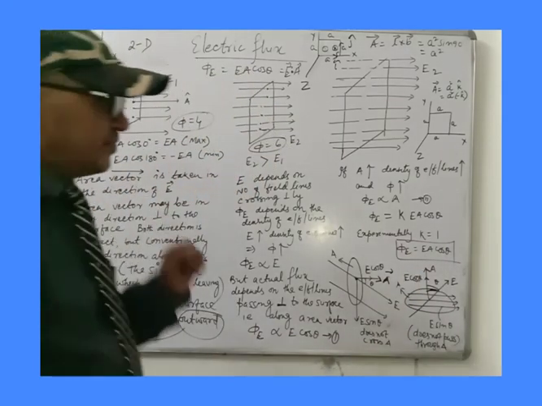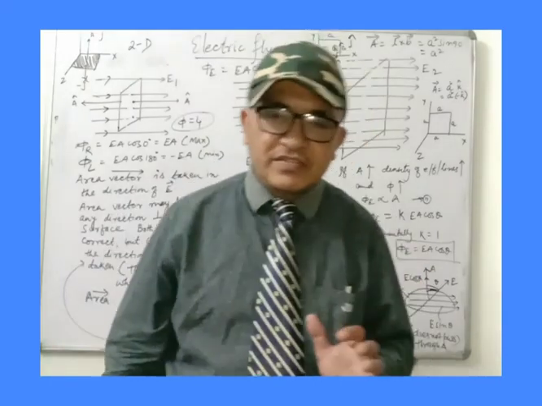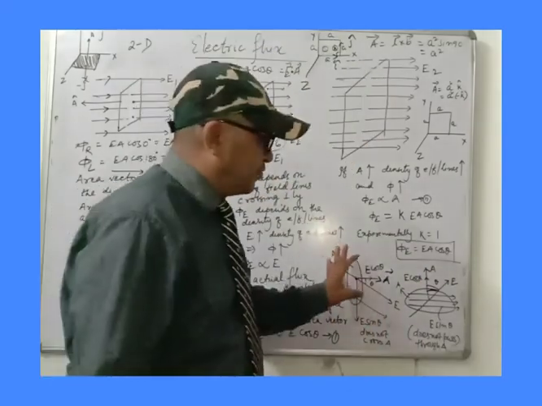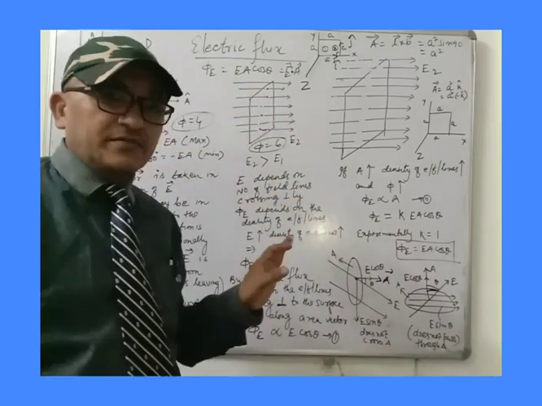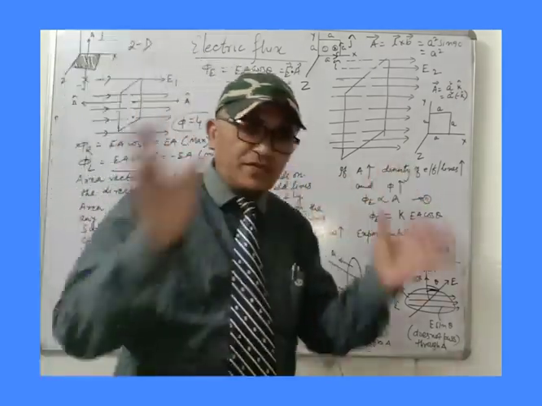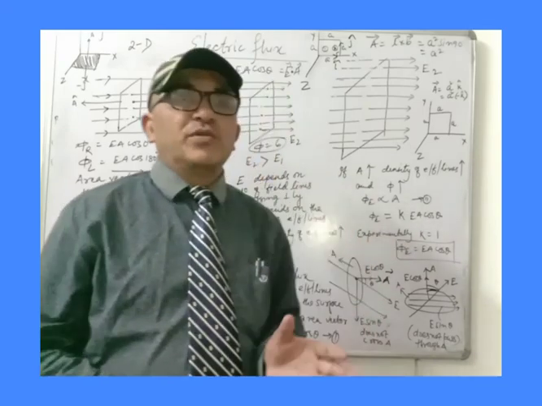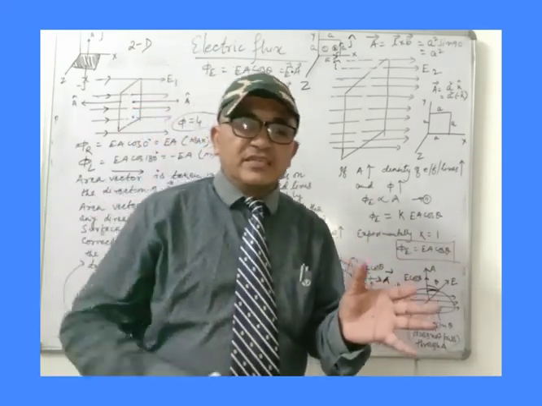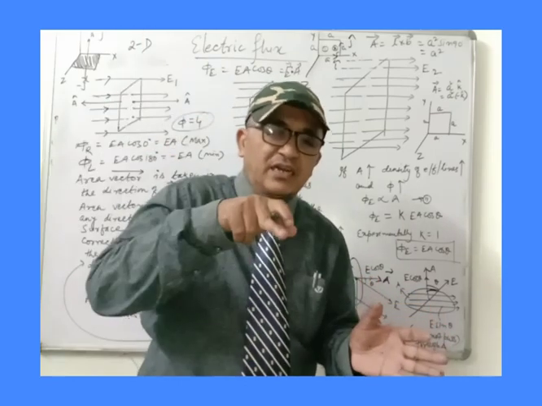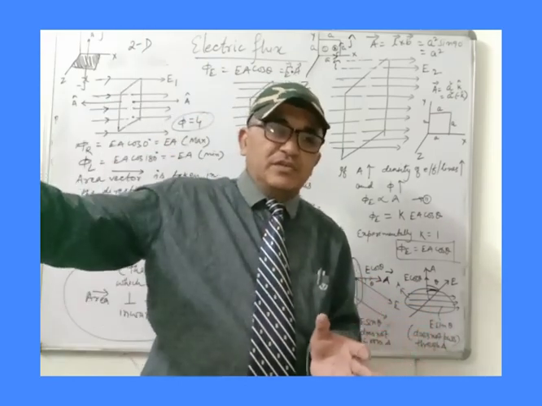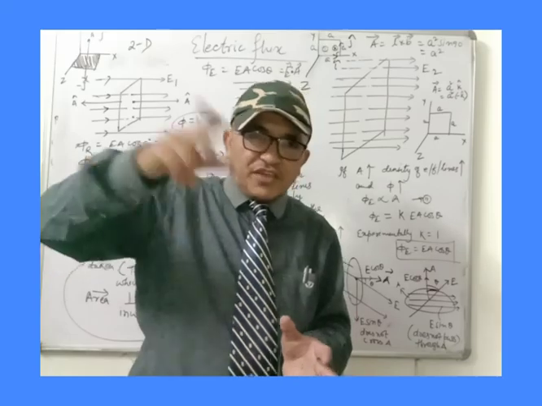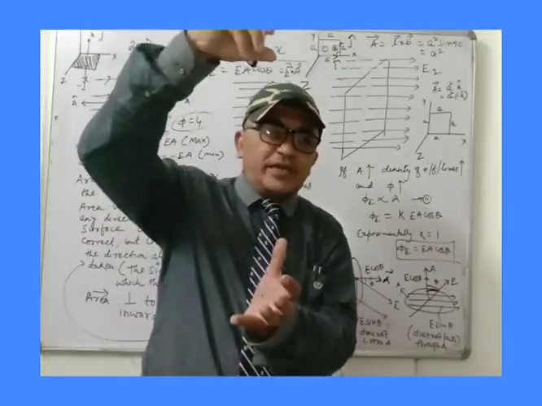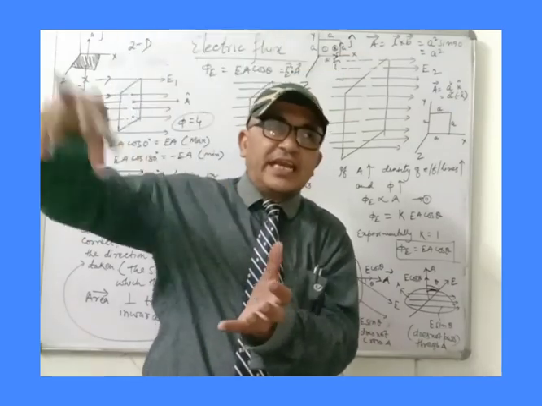So what is the formula of electric flux? EA cos theta. This is for now for a two-dimensional figure. But for a closed surface, there is another formula of electric flux. It is defined as the surface integral over a closed surface. Suppose there is a sphere. On the sphere, you can take so many area elements.